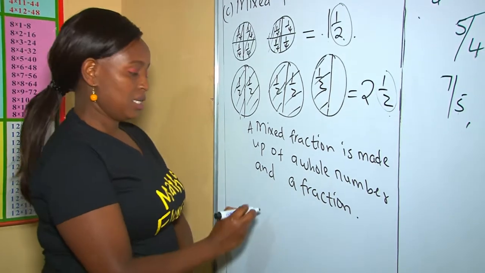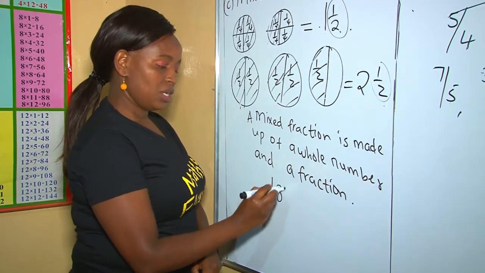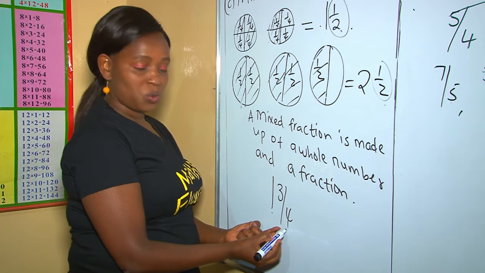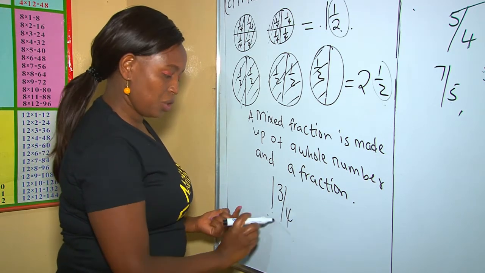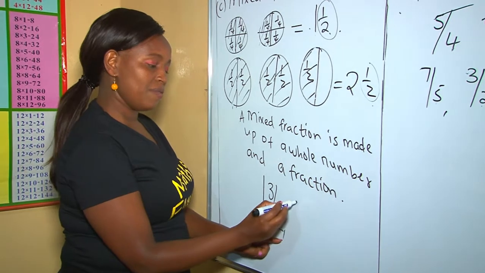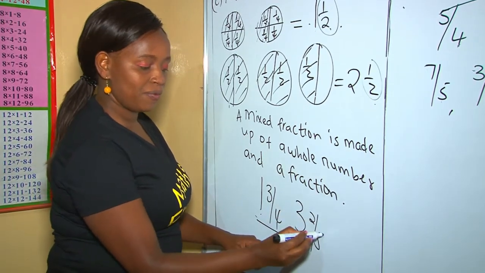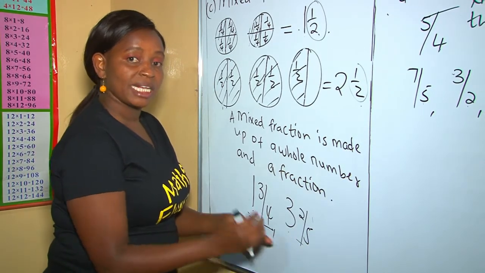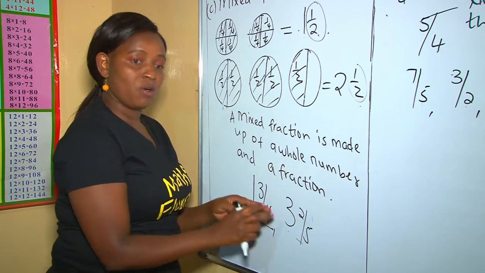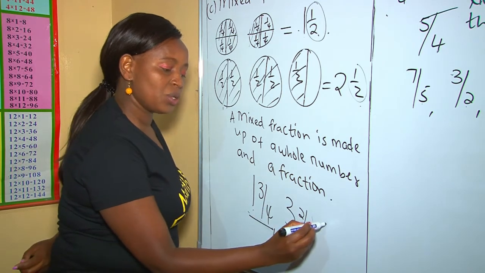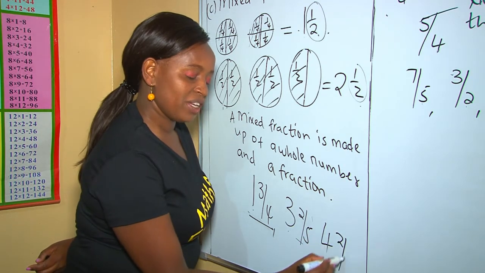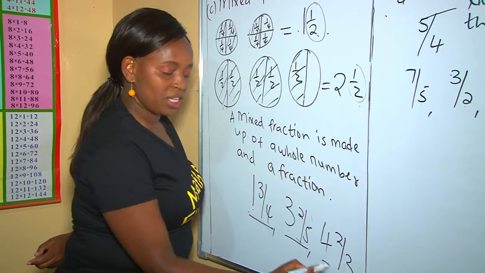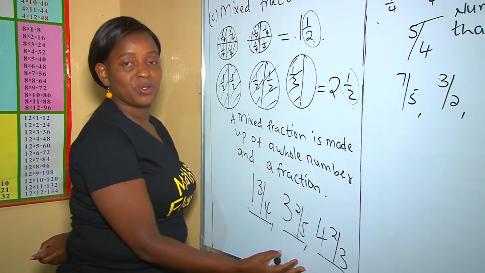Examples can be given like 1 and 3 over 4. So this is a whole number and this is a fraction. And this one is a mixed fraction. Another one we can have is 3 and 2 over 5. So this is the whole number, this is a fraction. This is called mixed fraction. It's called mixed because it is a mixture of a whole number and a fraction. So also we can have 4 and 2 over 3. So this is the whole number, this is the fraction. And now there we have the 3 examples of a mixed fraction.